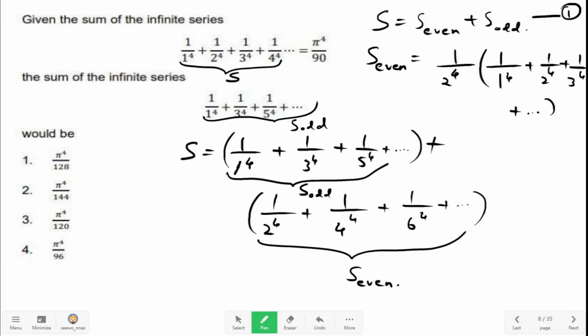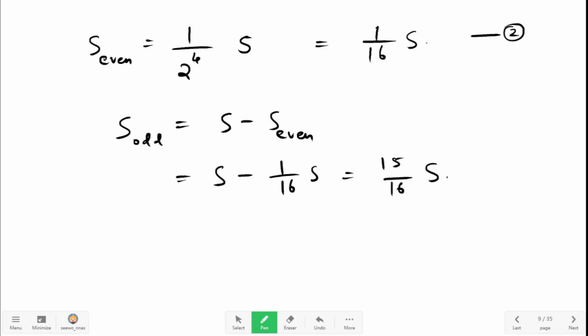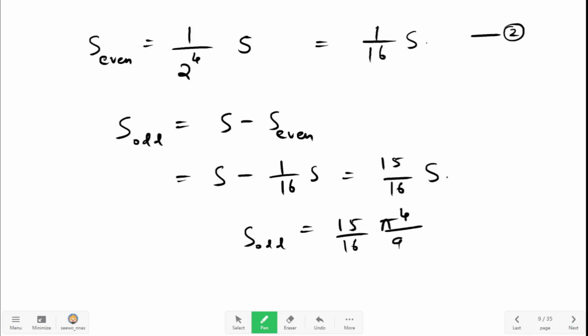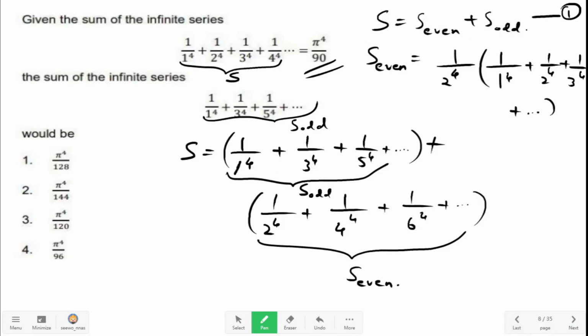Now it is given that S is equal to pi raised to 4 by 90. The sum 1 by 1 raised to 4 plus 1 by 2 raised to 4 plus 1 by 3 raised to 4 plus etc., which we gave the name S, is equal to pi raised to 4 by 90. Therefore S odd is equal to 15 by 16 times S. The value of S is pi raised to 4 divided by 90. If you evaluate this, it will be equal to pi raised to 4 divided by 96. Therefore the correct option here is option 4.